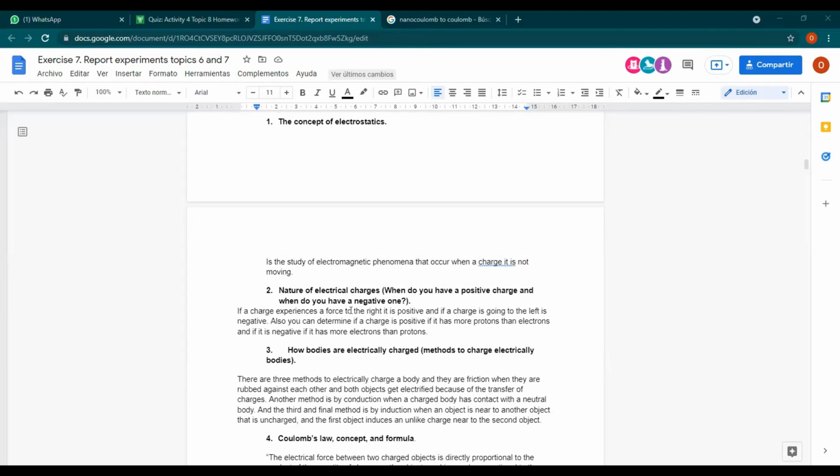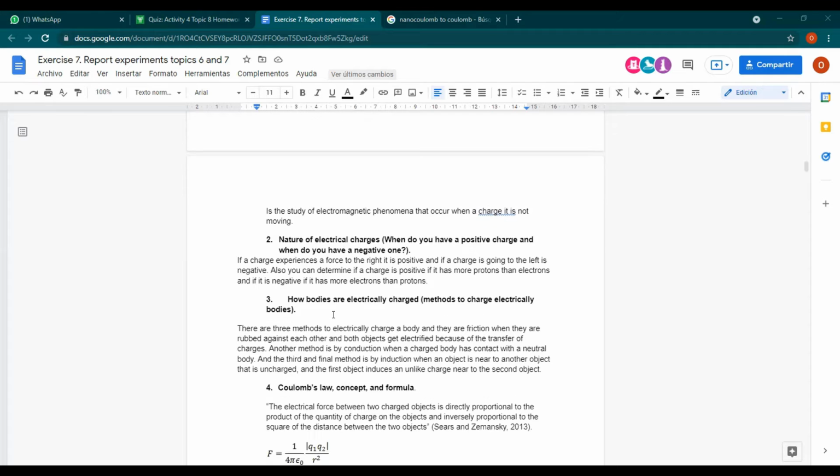First is the concept of electrostatics. That is the study of electromagnetic phenomena that occur when a charge is not moving. Next is the nature of electrical charges. If a charge experiences a force to the right, it is positive, and if a charge is going to the left, it is negative. Also, you can determine if a charge is positive if it has more protons than electrons, and if it is negative, it has more electrons than protons.